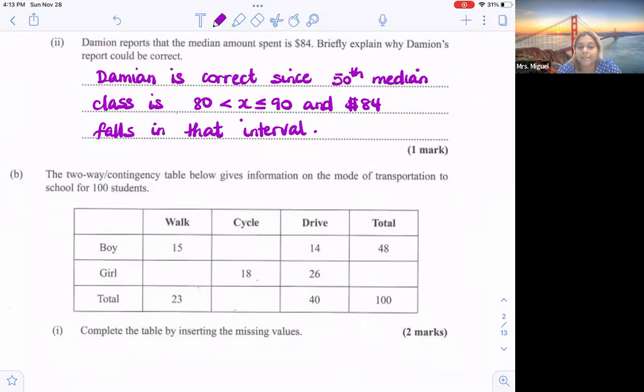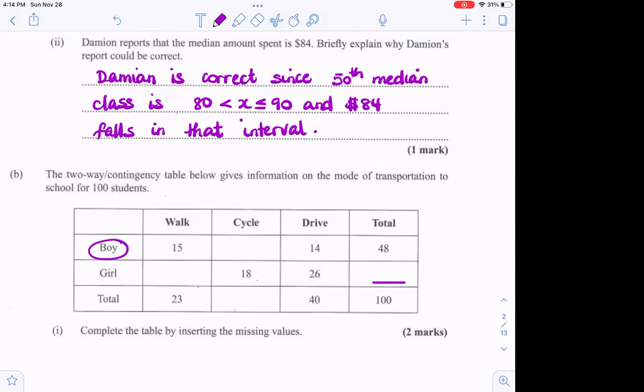The two-way contingency table below gives information on the mode of transport to school for 100 students. So we have to fill in the table. So if the number of boys and girls is 100, what is this value here? If the number of boys, how much? 52. 52.